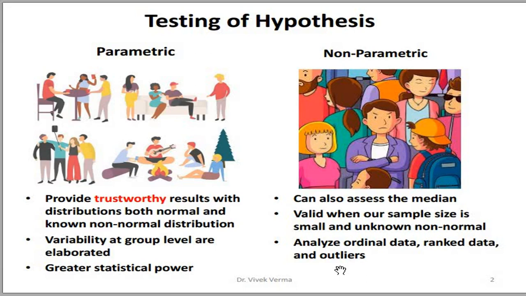Whereas in the counterpart of the parametric assumption, if the data is not following any known distributions and is comparatively small in size, or another situation may be that we want to explore ordered data, rank data, or there is an outlier in the database, in that case the non-parametric setup is considered more reliable.